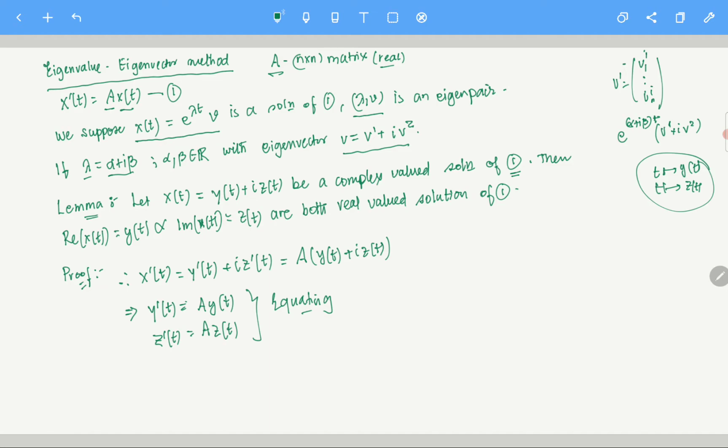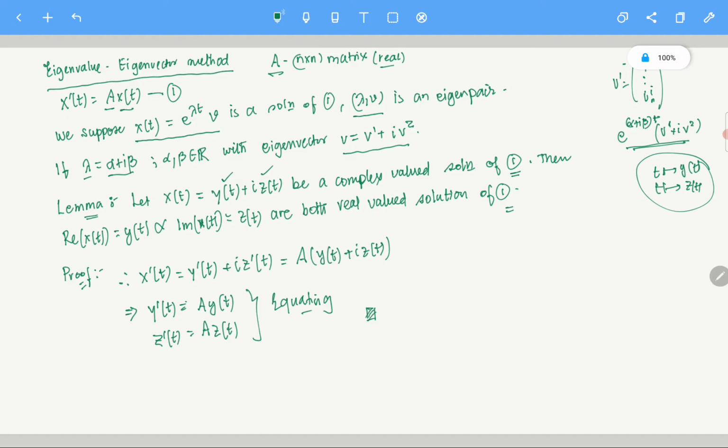Since x is given to be analytic, y and z are analytic functions in that case. So the real part of x, which is given by y, and the imaginary part of x, which is given by z, are both smooth functions, and they satisfy these two equations. Therefore, you have the solution, so they both solve the problem. Now, as I told you, we have to see what y of t and z of t are. So that's done.